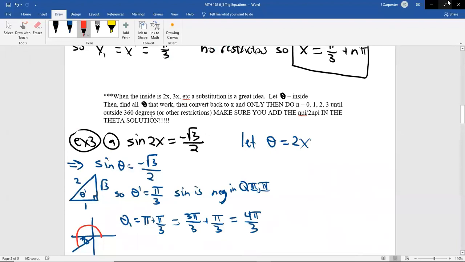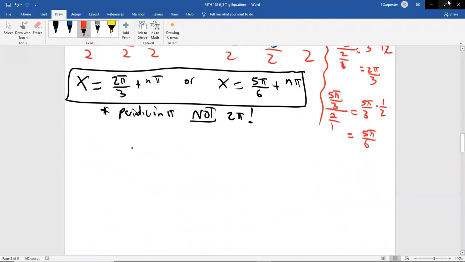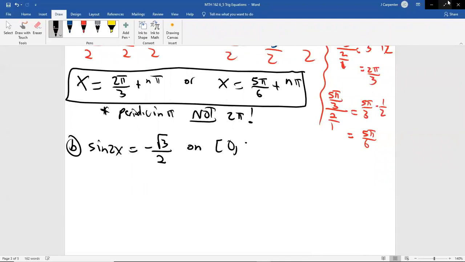Now what I said is I'm going to take this exact same problem and give it a restriction, the same restriction we've already seen at least once. I'm going to say it's bounded from 0 to 2 pi. All right, so for B, we're going to solve sine of 2x equals, what was it, negative? I think so, yeah, negative square root of 3 over 2. But now it's going to be on 0 to 2 pi.